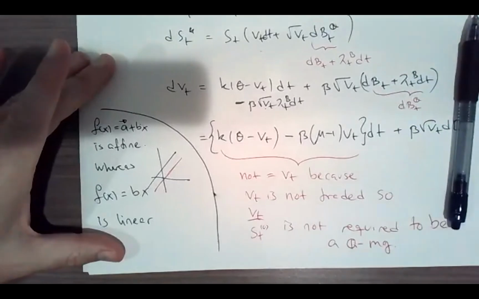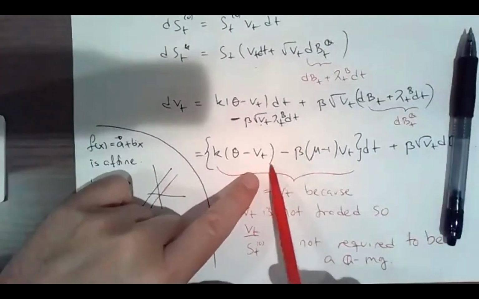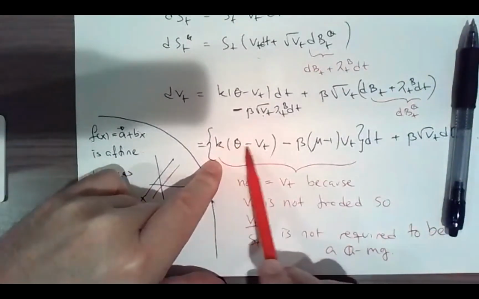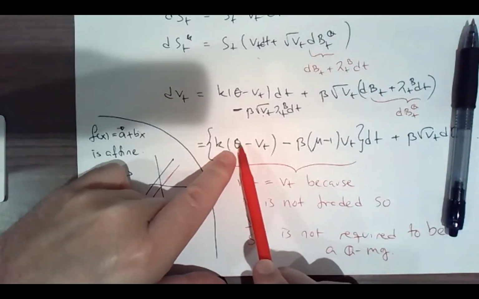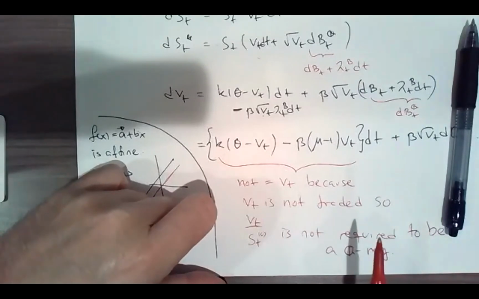Affine functions are typically equal to a linear function plus a constant, right? And this is exactly what you have here, right? V, this part is linear, but over here you have kappa theta. This is a constant. So you have a linear function of V plus a constant. Yeah. Got it.